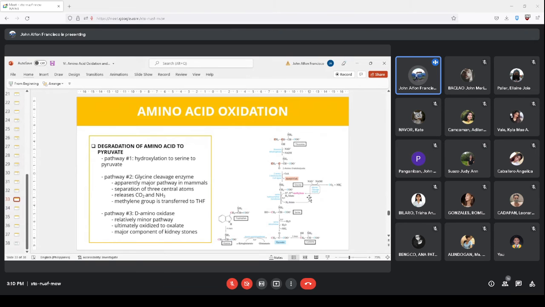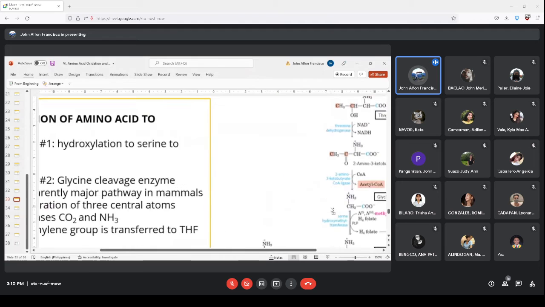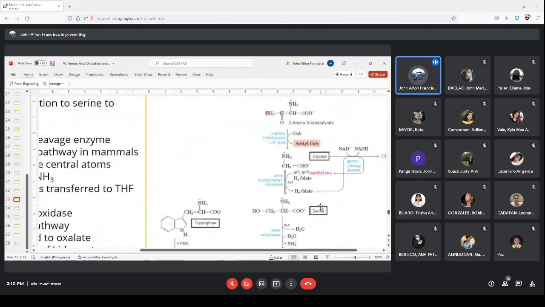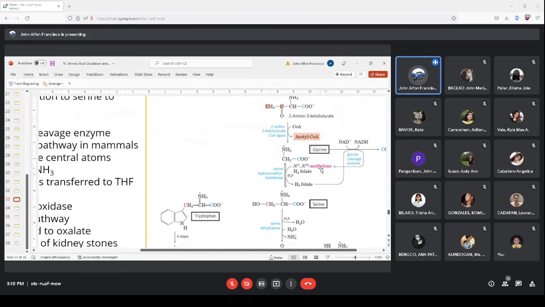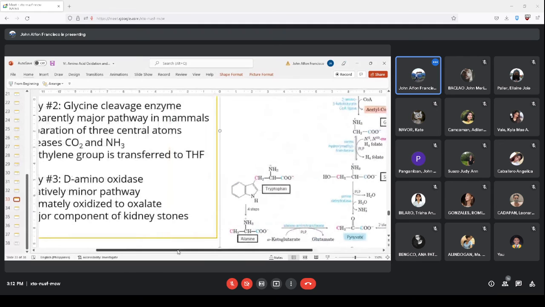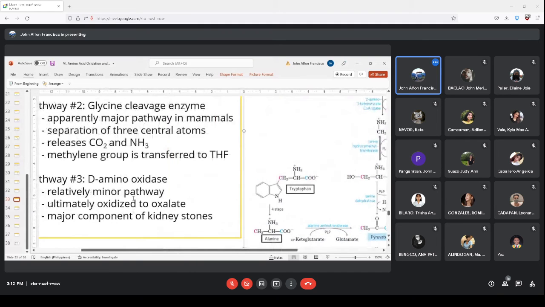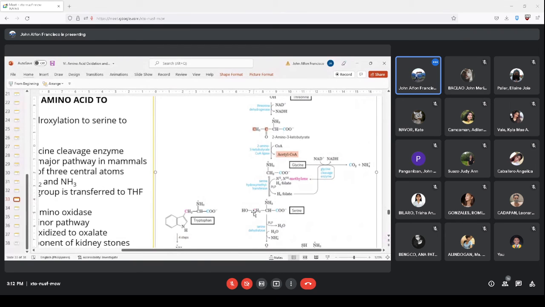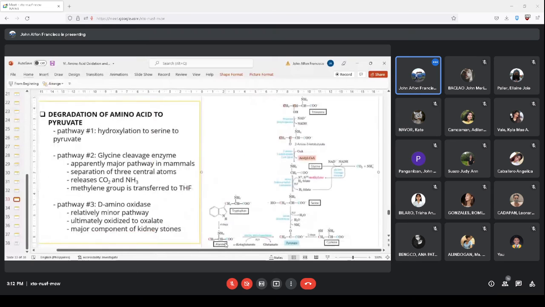So your THF will capture the methyl group from your glycine, and that methyl group will be transferred to this compound and form your serine. Okay? Lastly is the amino acid oxidase. So a relatively minor pathway, ultimately oxidized to oxalic acid. Oxalate. Okay?